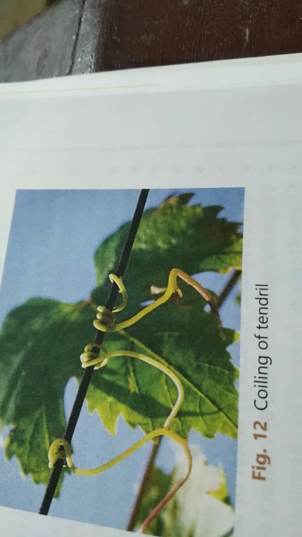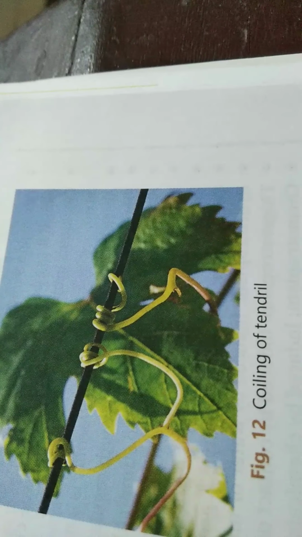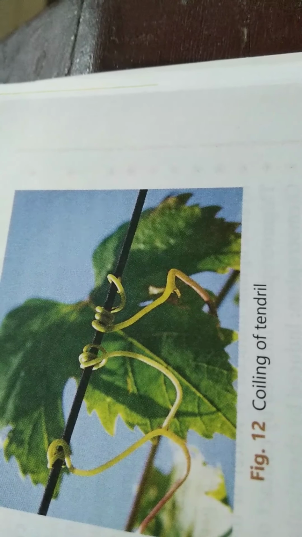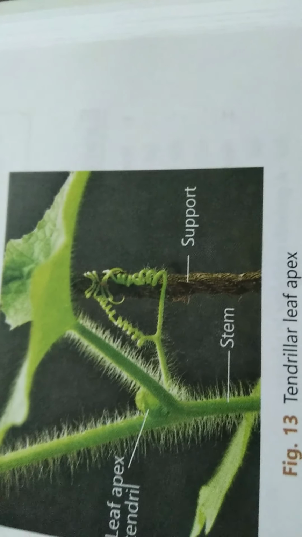Each contains more organic manure. So, the root extends towards the direction of the earth as it contains more organic manure. Another example of thigmotropic movement you can see here in the diagram.